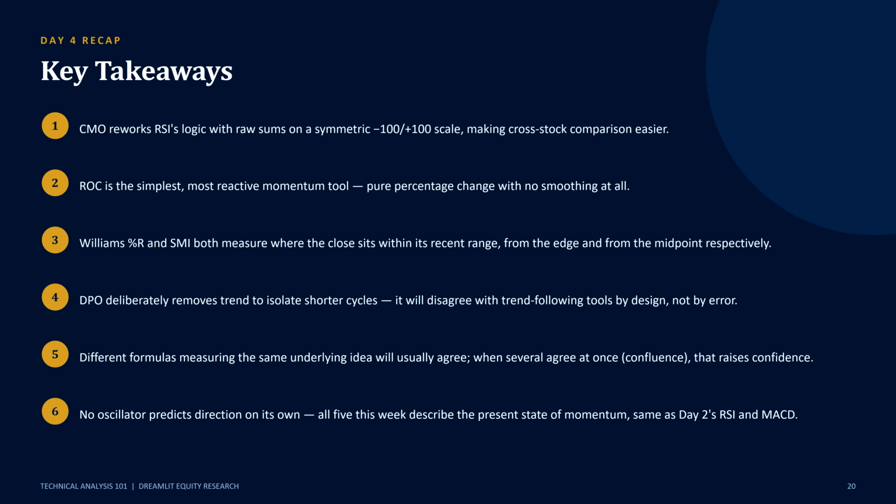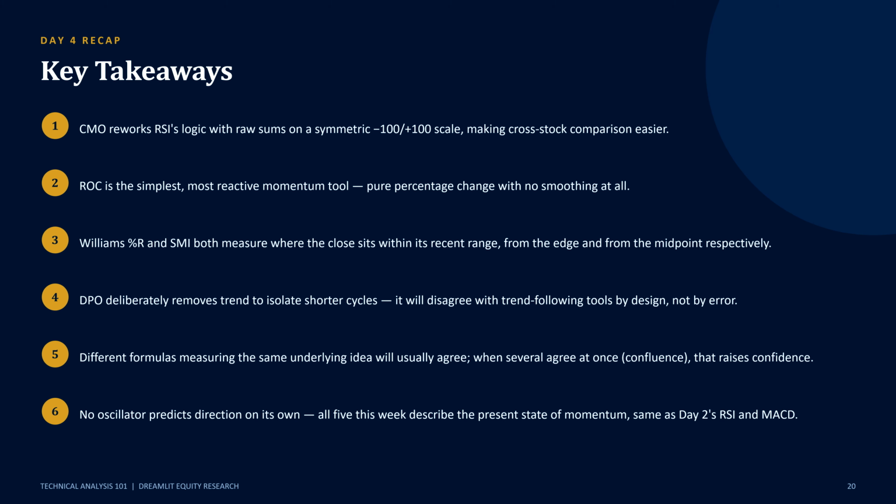Let's consolidate today's core session into 6 takeaways. 1. CMO reworks RSI's logic with raw sums on a symmetric -100 to +100 scale, making cross-stock comparison easier. 2. ROC is the simplest, most reactive momentum tool in the course. Pure percentage change, with no smoothing at all. 3. Williams percent R and SMI both measure where the close sits within its recent range, from the edge and from the midpoint respectively.